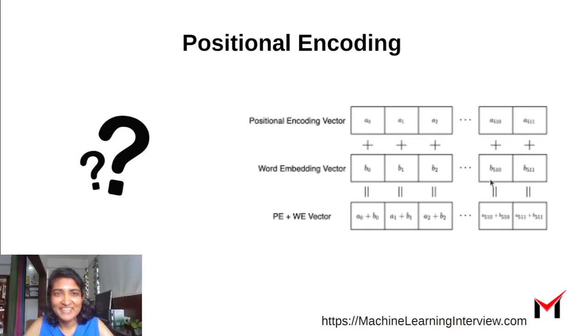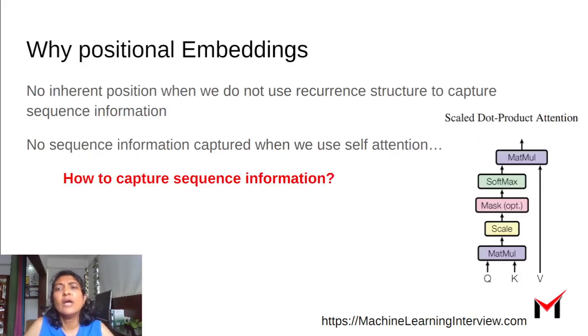Positional encoding. Transformer models are very popular, and positional encoding is one of the things that make them work along with self-attention. Now let's see how positional encoding works. So why do we need positional encoding or positional embeddings?